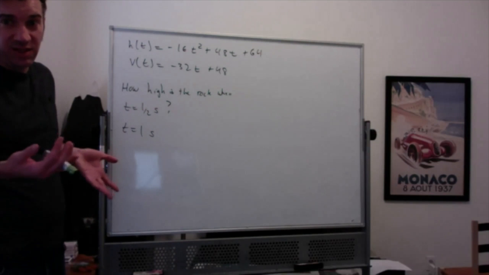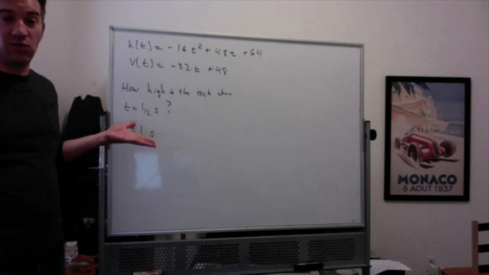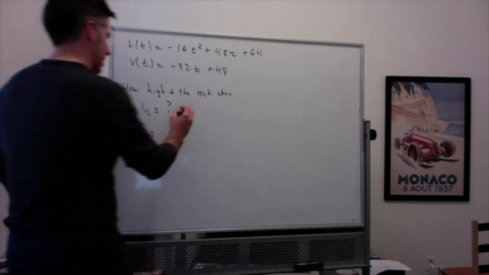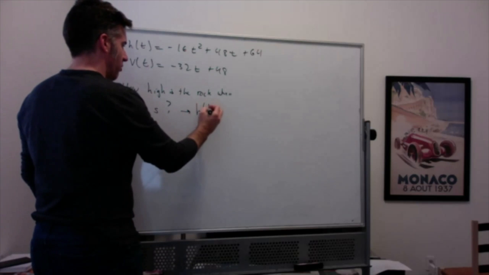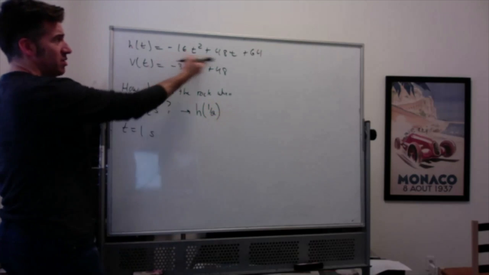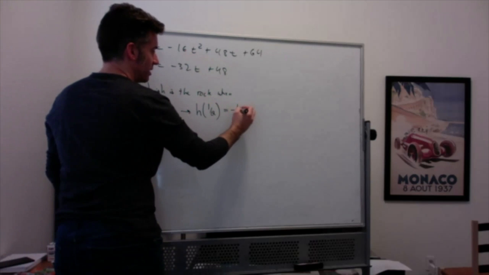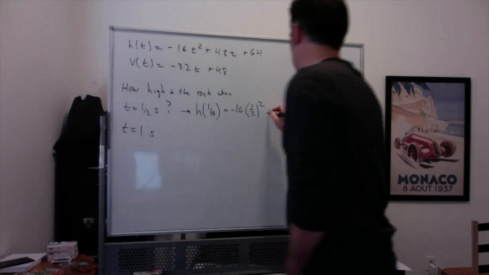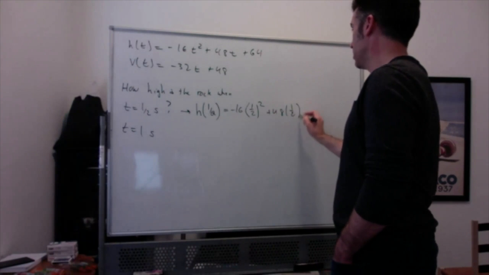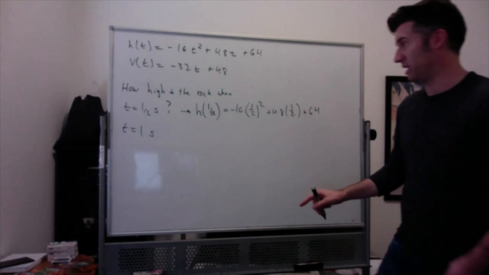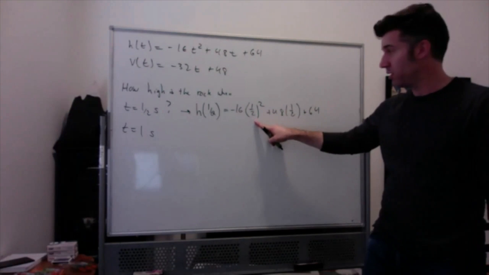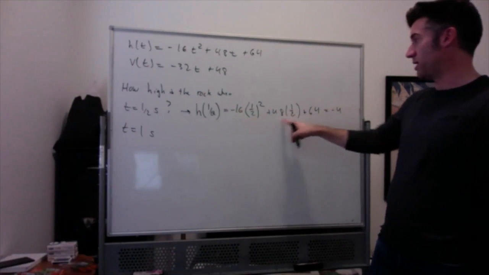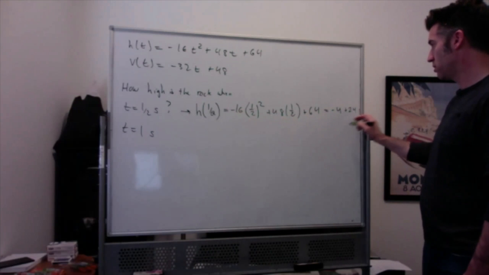When we're asked how high it is, we should be thinking, I need to plug that into the height equation. So I'm going to substitute those values into height and see what I get. So h of 1/2: negative 16 times 1/2 squared plus 48 times 1/2 plus 64. 1/2 squared is 1/4. Negative 16 times 1/4 is negative 4. 48 times 1/2 is 24, plus 64.